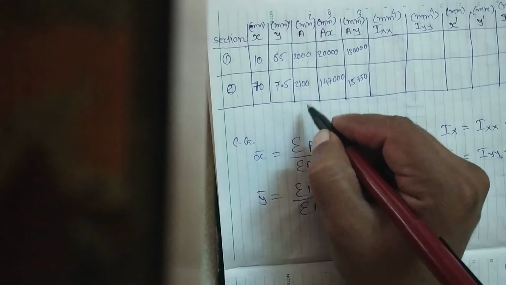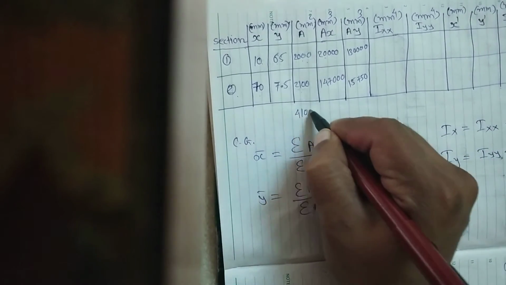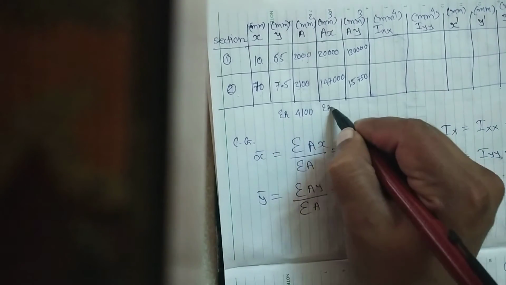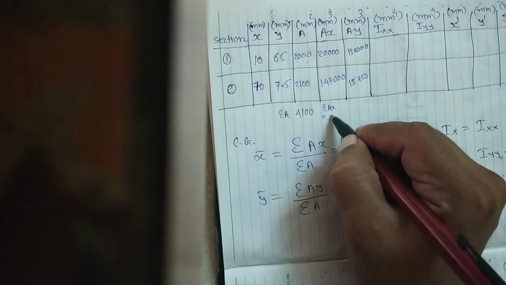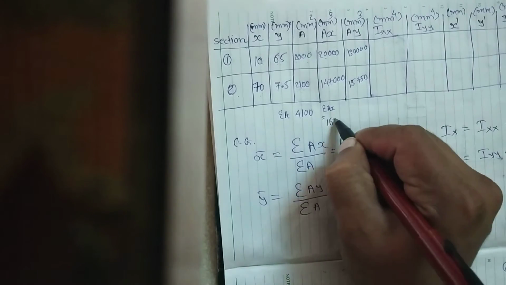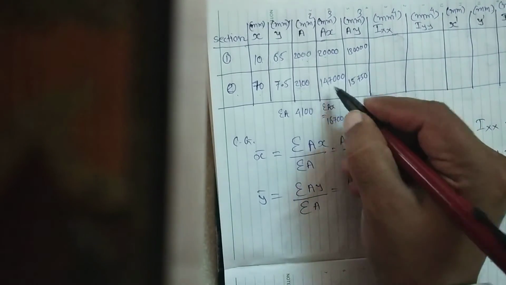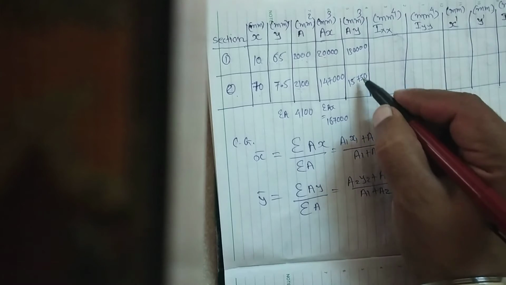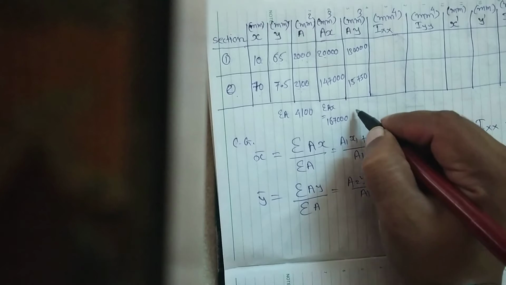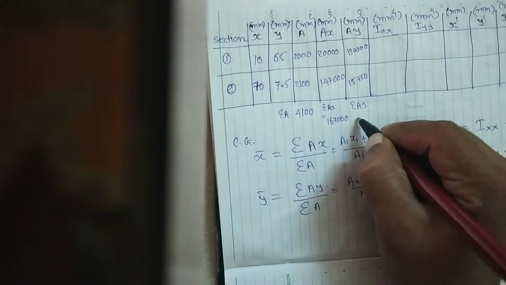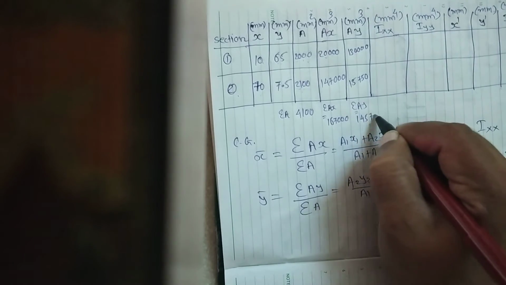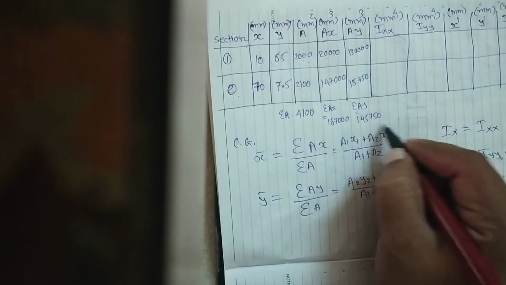Alright, so summation a first, it's nothing but 4,100. You can say it's sigma a. You can say sigma ax value is 1,67,000, it's a summation of this ax, and summation ay is 1,30,000 plus 15,750. So you can say summation ay is nothing but equal to 1,45,750. So this one is the summation ay.